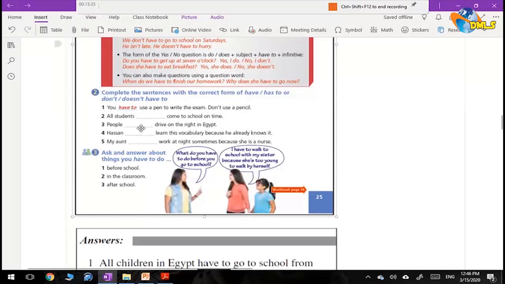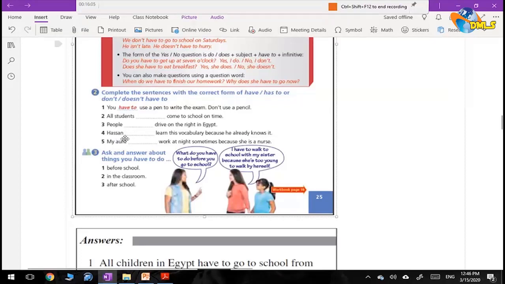Okay, let's cover this part. You have to use a pen to write the exam. Don't use a pencil. Number 2, all students so and so come to school on time. This is a necessity. This is an important thing. So have to is the suitable answer. All students have to come to school on time. People so and so drive on the right in Egypt. This is a necessity. They have to drive on the right, otherwise there would be accidents.